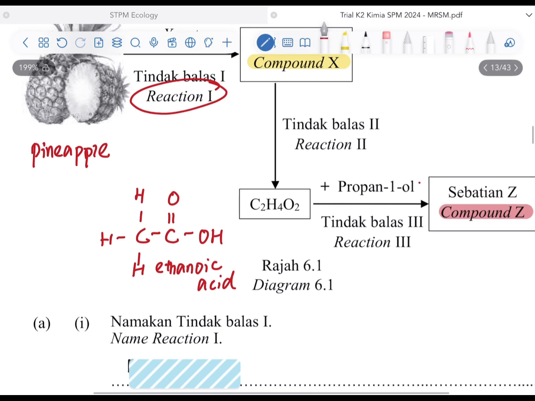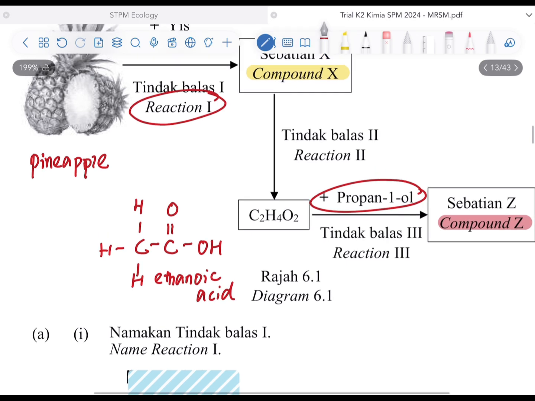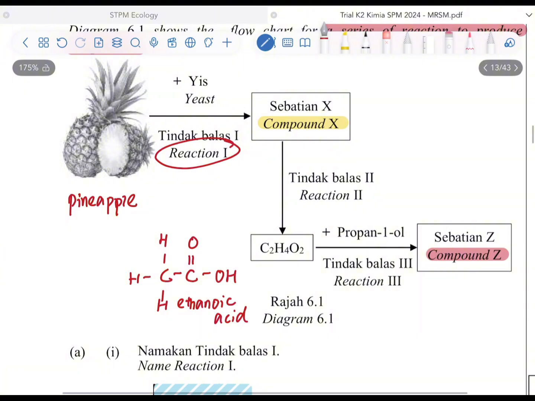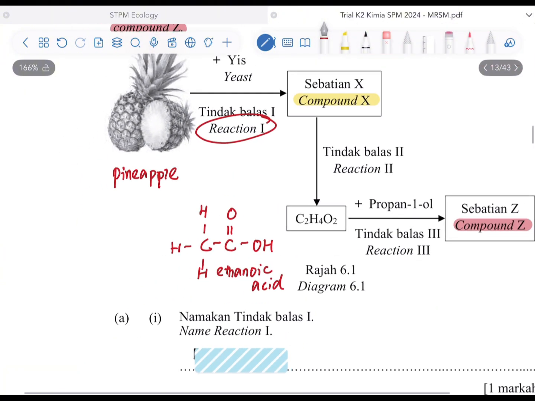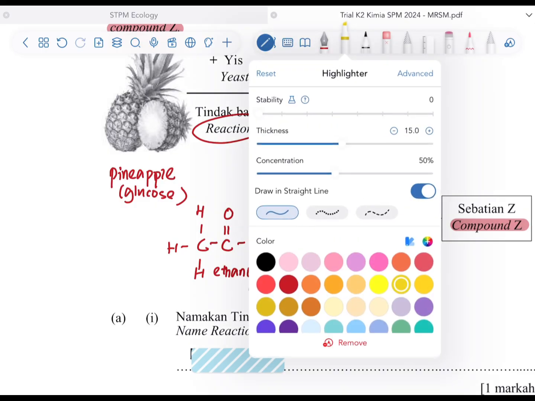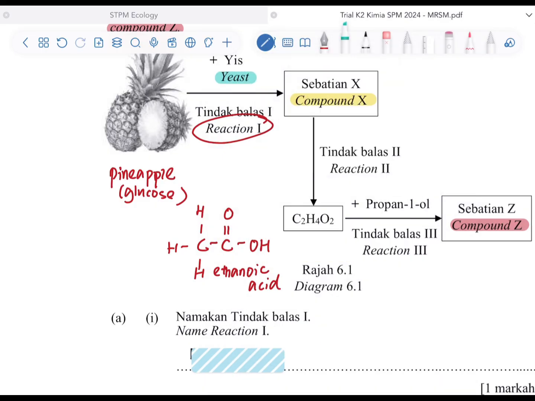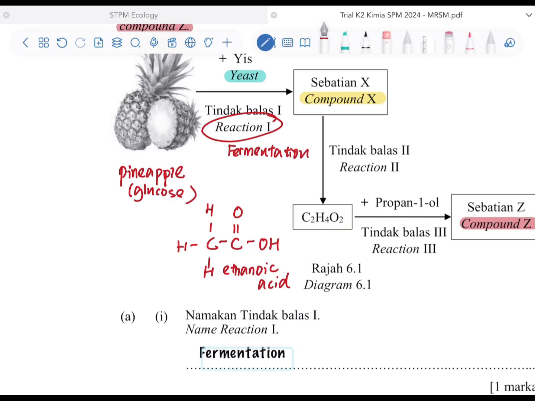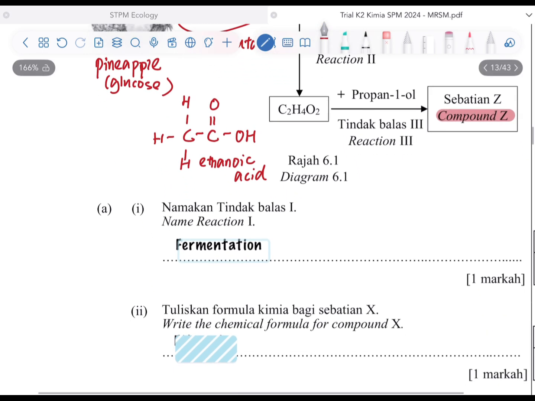So the reaction between the ethanoic acid and the propanol is known as reaction 3, and it will form the compound Z. So first of all, name the reaction 1. So what is the reaction 1? Inside the pineapple, it is a fruit, right? So it has the sugar known as glucose. So the reaction between glucose and yeast will be fermentation. So we know that reaction 1 is actually fermentation, and it will form the compound X. So the answer for A1 will be fermentation.